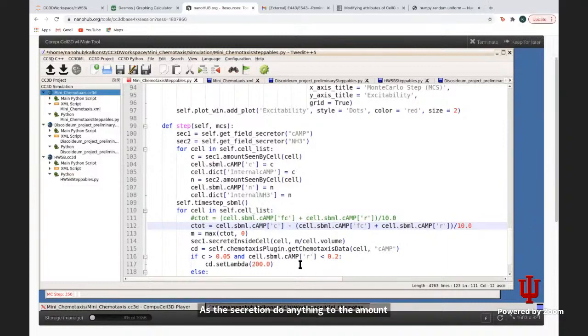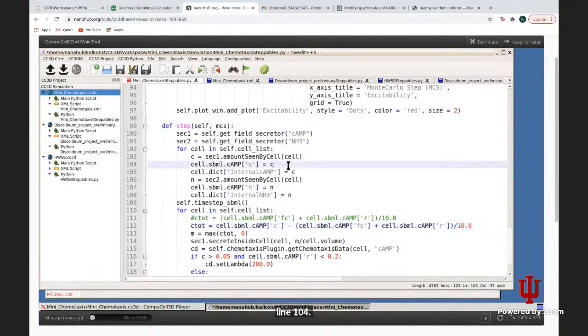Well, the intracellular model parameters, FC and R, right? Those are coupled to the amount of extracellular cyclic AMP that the cell is exposed to. And so Kali is updating that value in the ODE model at line 104.